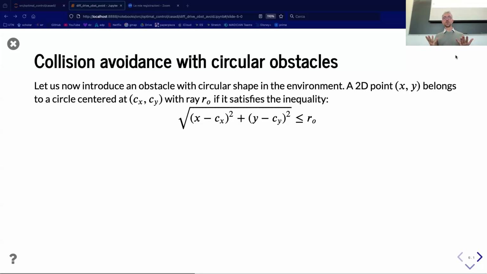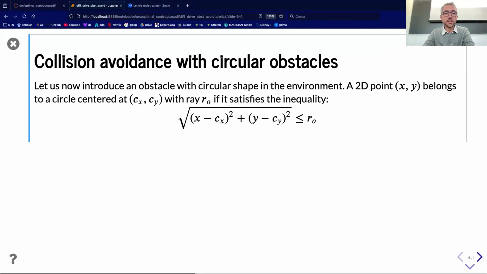So if the obstacle has a circular shape and the robot has a circular shape, well, in this case, the constraint is going to be very simple. It's going to be a quadratic constraint. So we know that given a circle with center Cx, Cy, and radius Ro, a point belongs to that circle if it satisfies this inequality here, which is basically saying that the distance between the center of the obstacle and the point is smaller than or equal to the radius of the obstacle.